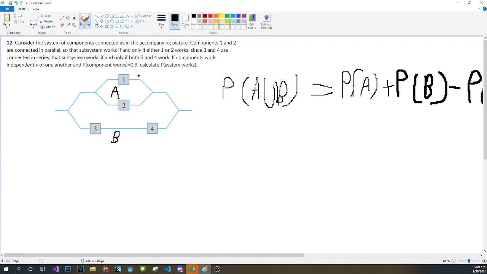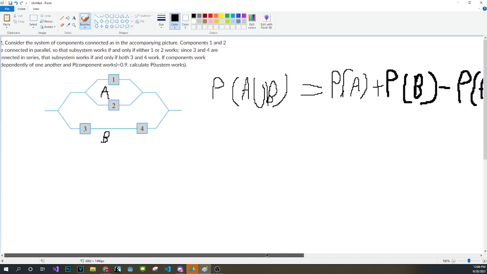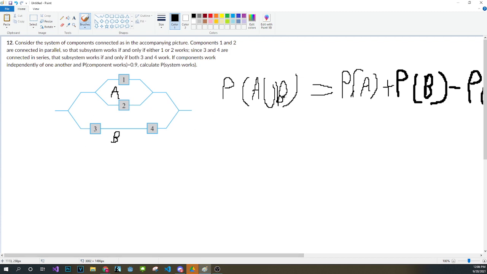The probability of this system working plus the probability of this system working, and you subtract the probability of both of them working, gives you the union set between A and B. And we're just gonna do that problem right now. Let's get into it. First, we need to find the probability of A and the probability of B.